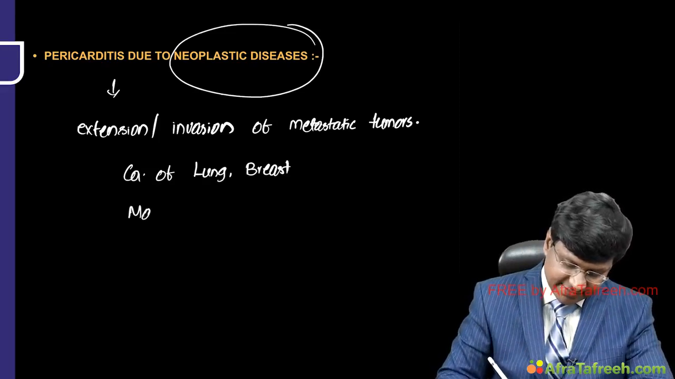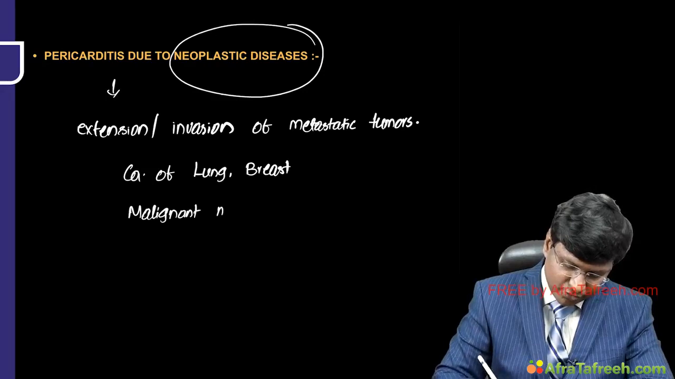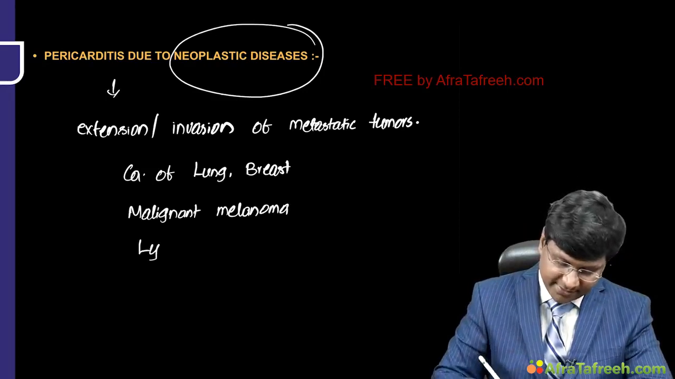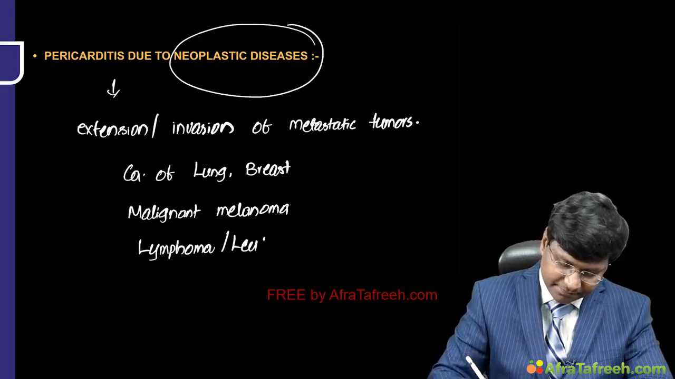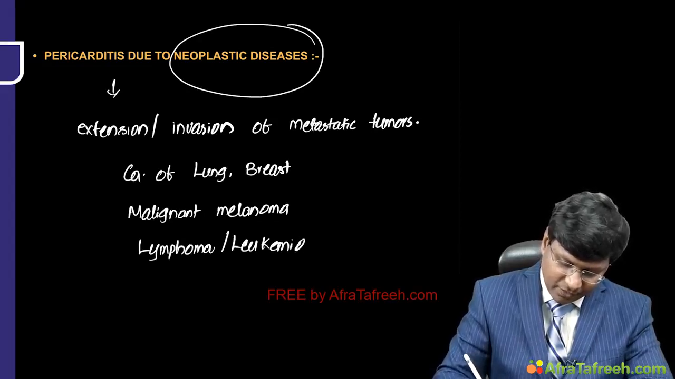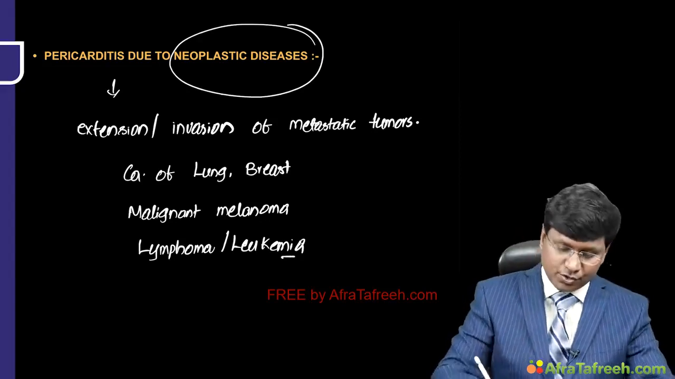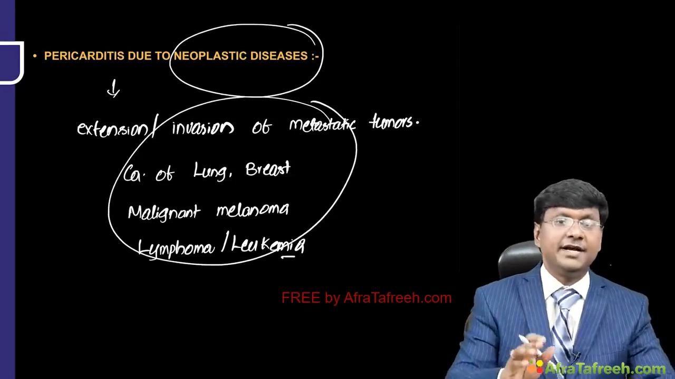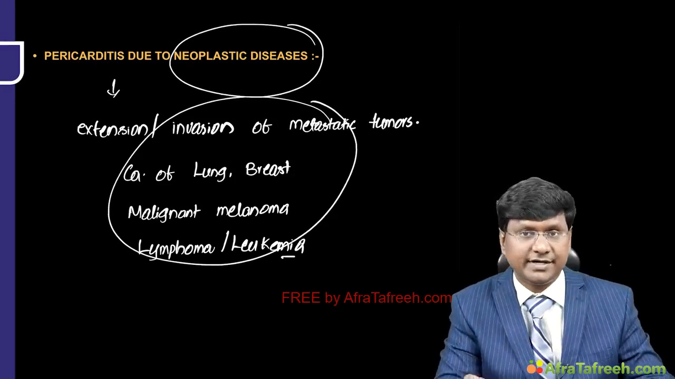Next, malignant melanoma. And the other primaries will be lymphoma or leukemia. Okay, so these will be the primaries. From these areas, the tumor can spread into the pericardium, causing the pericarditis.